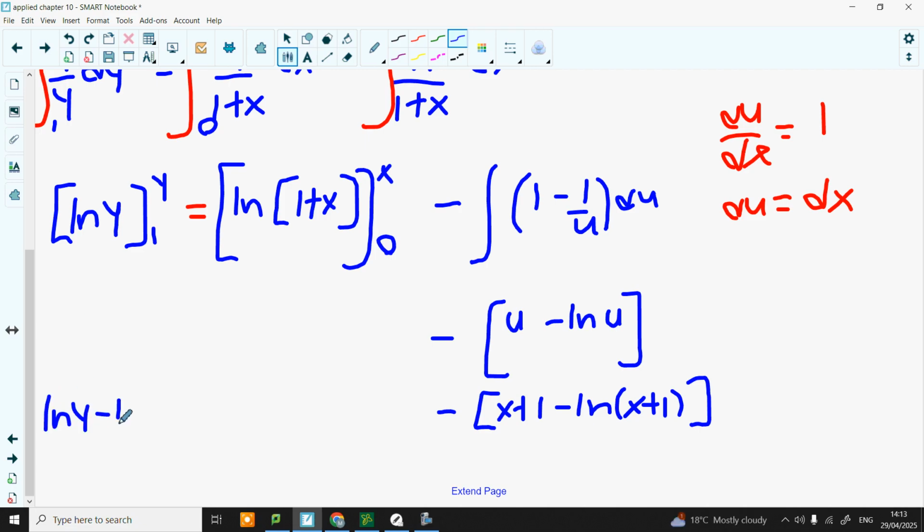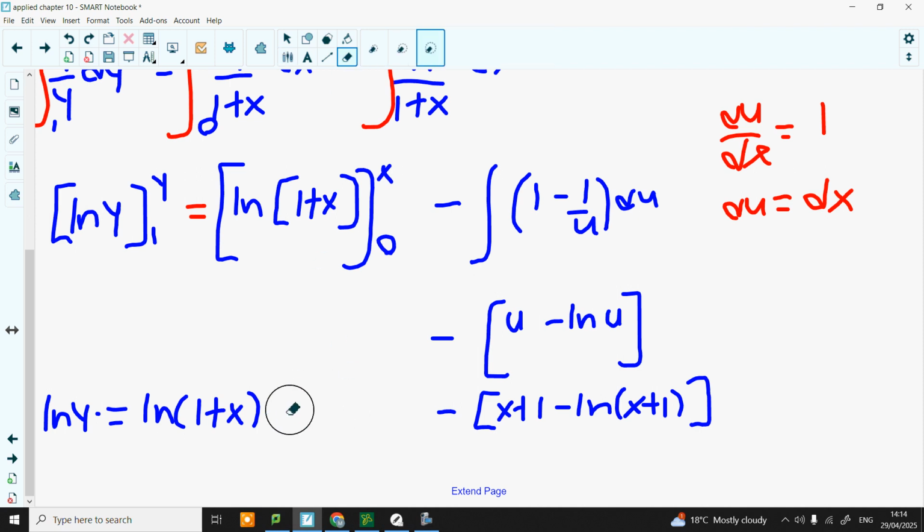This here is going to be what? It's going to be ln y minus ln 1, what is ln 1? 0. So that doesn't matter, it's gone. Okay. And then likewise over here, it's going to be ln 1 plus x minus ln 1. And once again, that ln 1 doesn't matter.